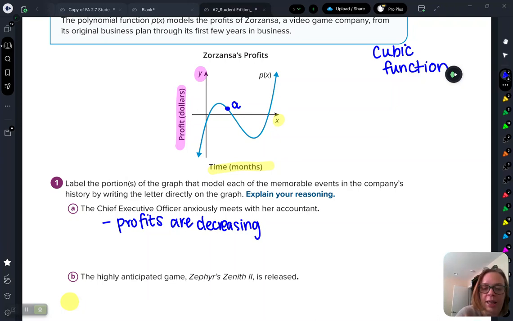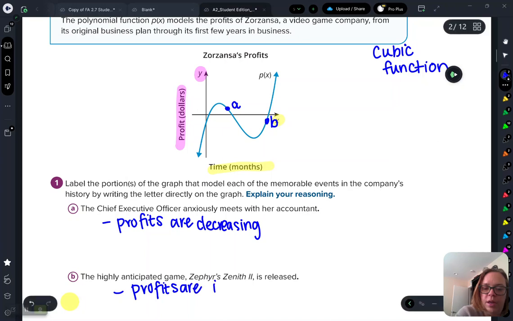Okay. B, the highly anticipated game is released. That means profits are going to be going up. There's going to be an increase somewhere, so I would say somewhere on the increasing area. Okay, so profits are increasing. I mean, they may be in the negative at that point, but they're going up, right?